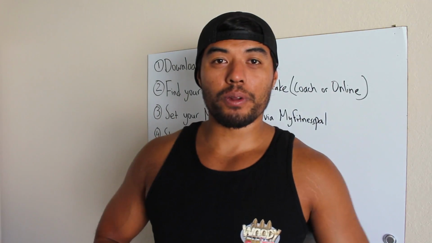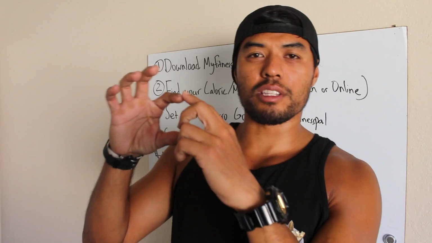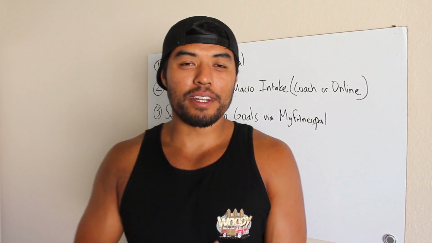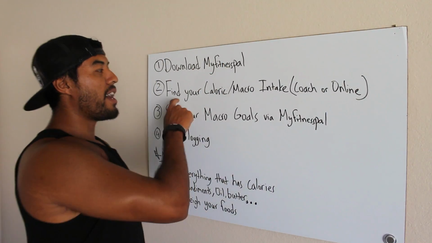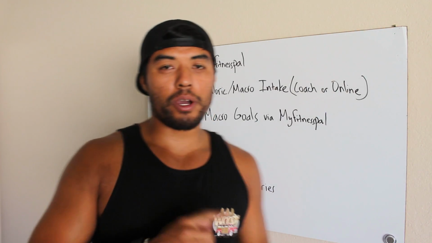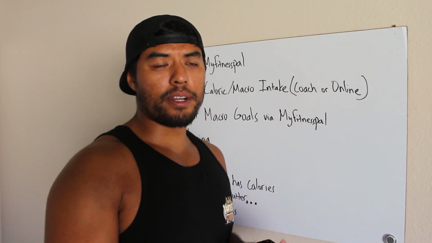If you have an iPhone, you would go to the Apple Store and type in MyFitnessPal, and download the app, the blue one with the Under Armour logo with a person on there. You would download that one, and that's the first thing you need to do. Once you have it downloaded, you need to find your caloric and macronutrient intake. You can do this by hiring a coach or going online and typing your information in on a calculator.